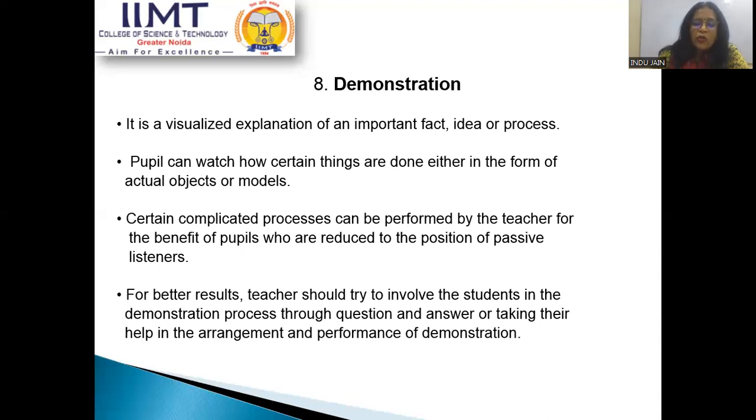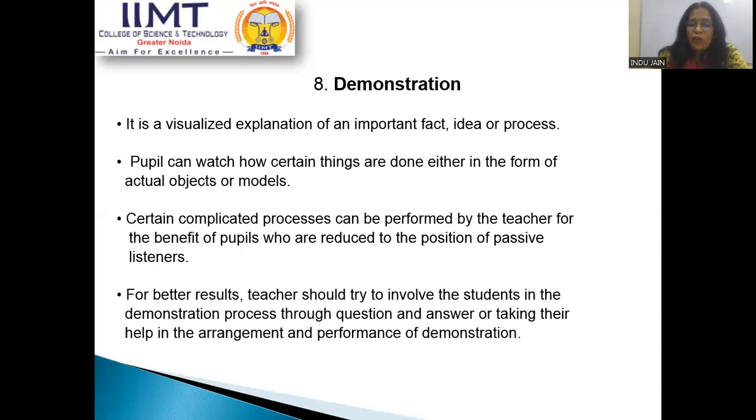Demonstration also helps for better results. For giving the best result, the teacher should try to involve the students in the demonstration. It is again very important that students can be involved in the teaching learning process to create interest in them.